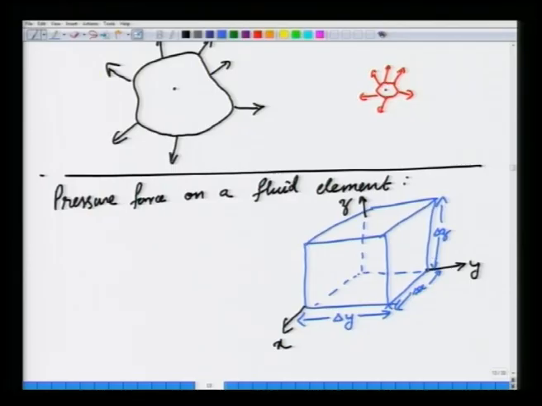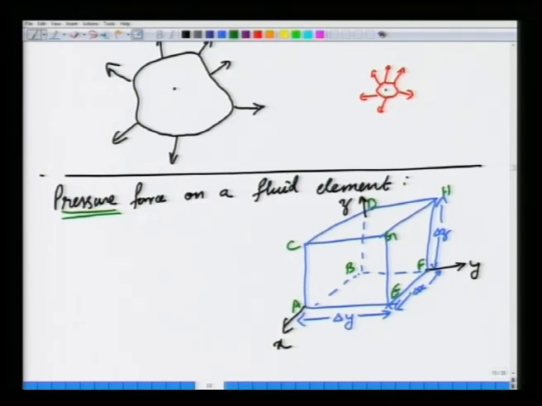Now, let us also put some labels for the phases. Let us call this phase A, B, C, D. Let us call this phase E, F, G, H. So, we want to find out what is the pressure force if this volume element is surrounded by fluid and it is exerting a pressure under static conditions. What is the net pressure force acting on this fluid element?